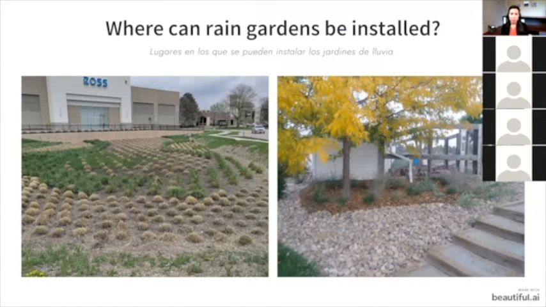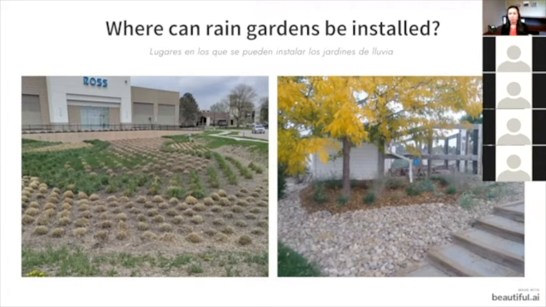Rain gardens can be either really small or huge. There's really that whole scale that you can do. On the left here is this beautiful rain garden that was installed at the mall in Fort Collins. It is extremely large, and it's functioning beautifully. This picture is from the spring of this year. We will see more pictures of that later.